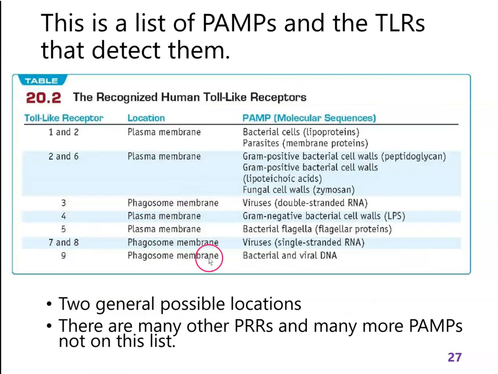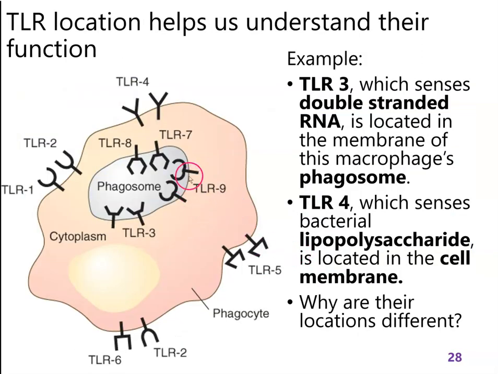And TLR9, if we go back up here, sees bacterial and viral DNA. I'm not exactly sure how it does that, but it sees their DNA. So it's facing into the phagosome. Well, let's think about why. What happens in the phagosome?